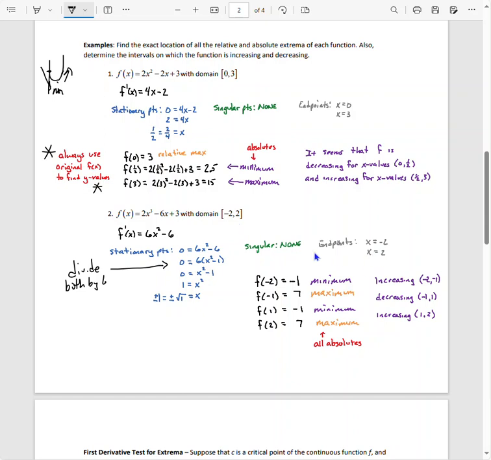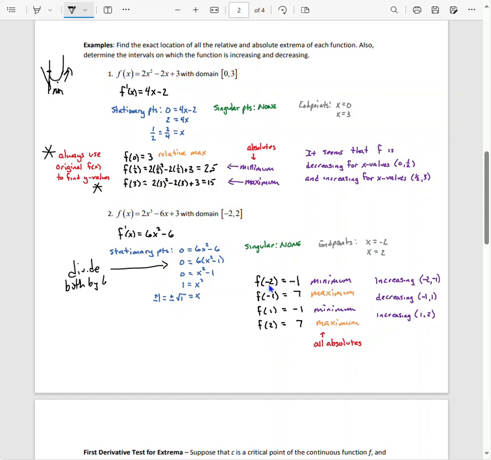Endpoints. The derivative is a polynomial, so the derivative is always defined, so there are no singular points. All right, no singular values, no singular points. So I look. Okay, I have -2, -1, 1, and 2.